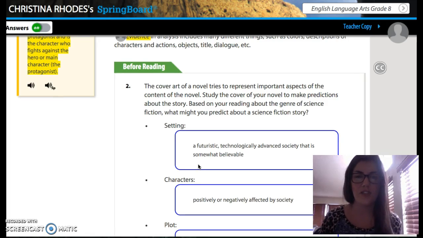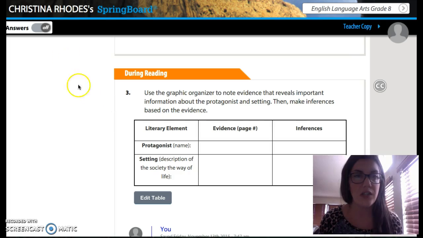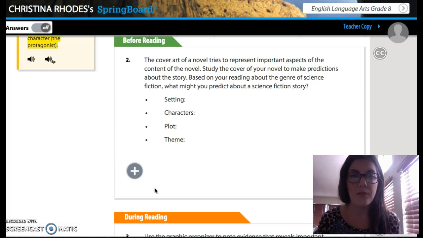Okay, next section we have before reading. The cover art of a novel tries to represent important aspects or content of the novel. Study the cover of your novel to make predictions about the story. So look at the front of your novel. What can you predict it's going to be about? Based on the reading and the genre of your story, you are going to make a prediction, what you think the setting is about, the characters, plot, and theme.